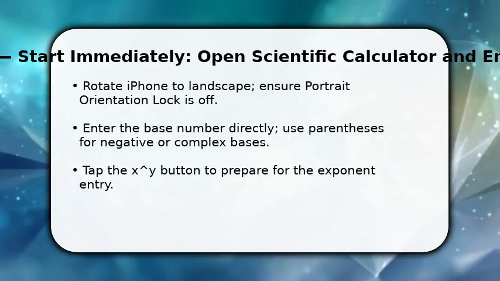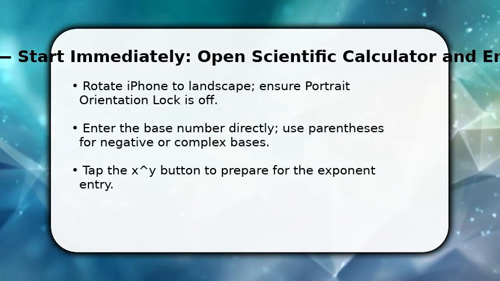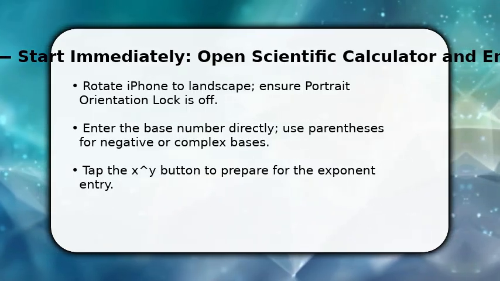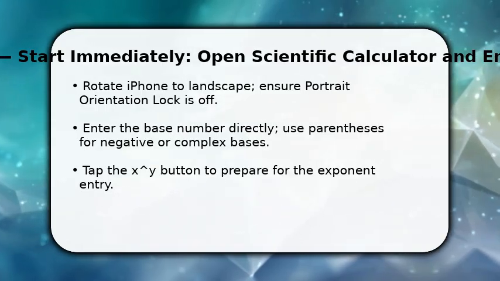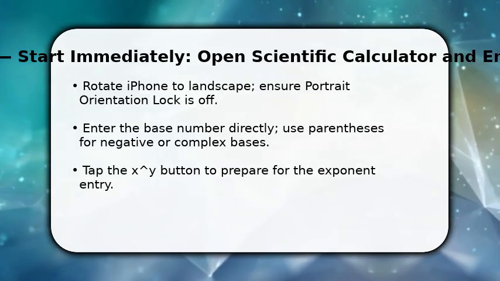You start by unlocking the calculator behavior. Rotate your iPhone to landscape so the scientific layout appears. Make sure portrait orientation lock is off. Once done, type the base number. If it's negative or has operators, wrap it in parentheses so the calculation groups correctly.